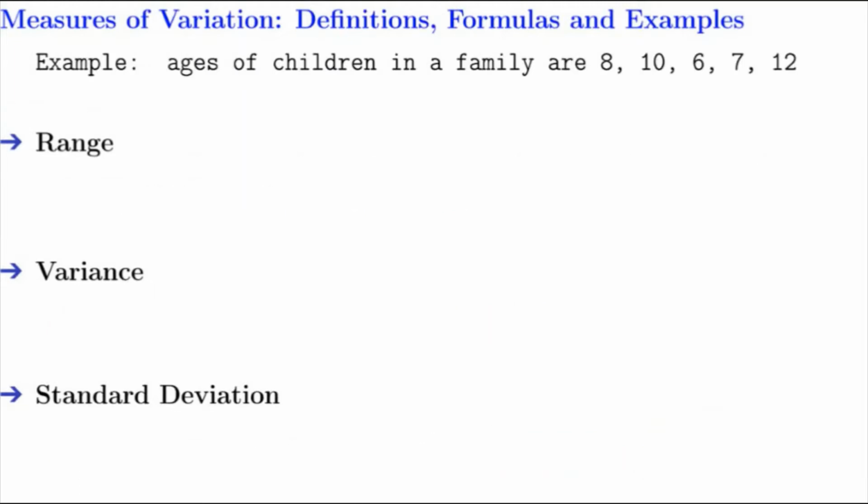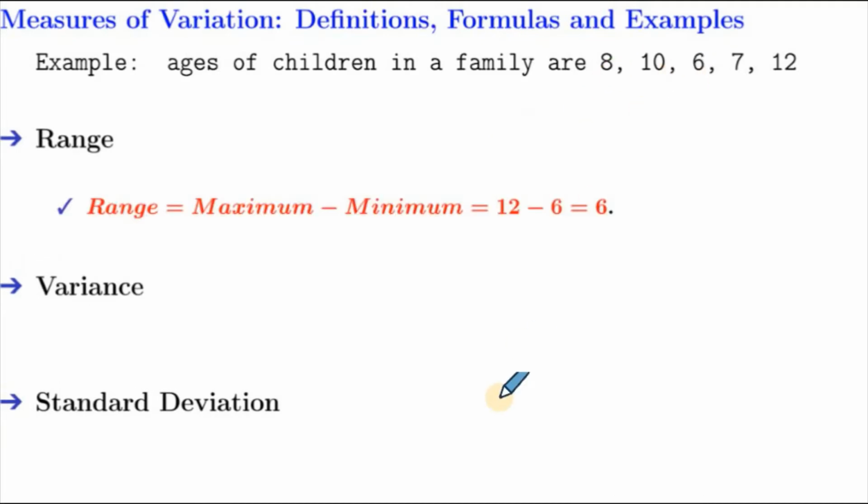So let's look at this example. Ages of children in a family are 8, 10, 6, 7, 12. Let's find the range for the given data. So we know range is maximum minus minimum. So looking at this data, our maximum is 12 and our minimum is 6. So we get 6 for the range.